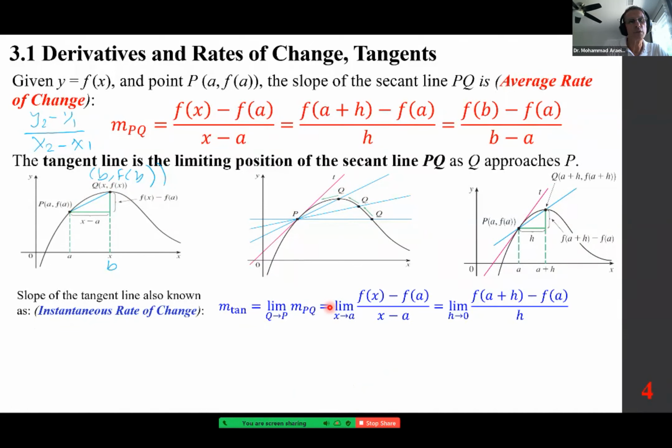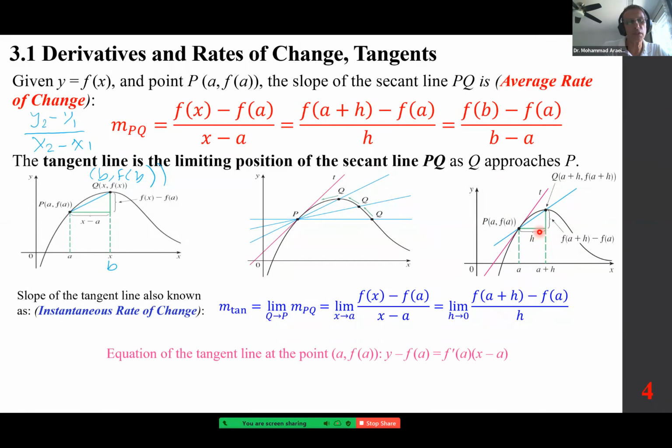Or if we go with this definition, the limit of f of x minus f of a over x minus a as x approaches a. So here's x, and it's approaching a. If we go with this definition, the limit of f of a plus h minus f of a over h as h approaches 0, as this distance becomes 0. All of them are giving us the same.